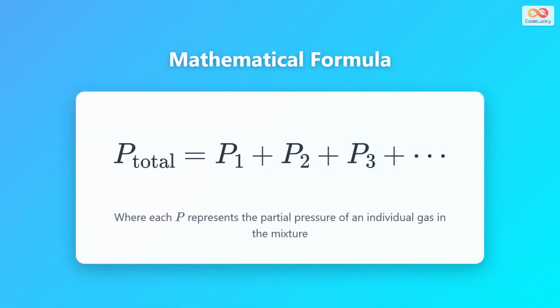Mathematically, we express Dalton's law as P total equals P1 plus P2 plus P3 and so on. Here, P total represents the total pressure of the gas mixture, while P1, P2, and P3 represent the partial pressures of individual gases. Each P with a subscript identifies a different gas in the mixture. The beauty of this formula is its simplicity. You just add up all the individual pressures to get the total pressure.